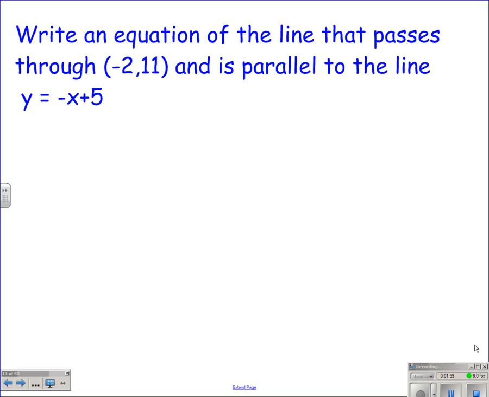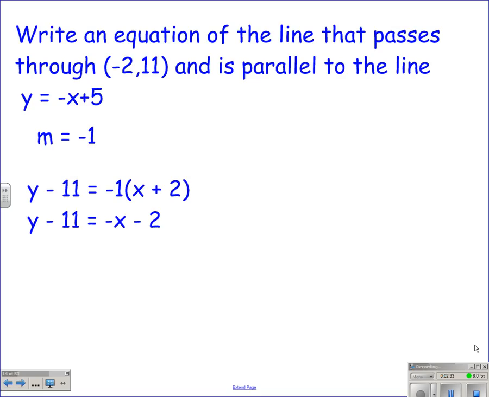Let's write another equation of a line that passes through the point negative 2, 11 and is parallel to y equals negative x plus 5. Again, since it's going to be parallel, it needs the same slope as the equation of the line we're parallel to. So our slope is going to be negative 1. Substitute negative 1 and the point negative 2, 11 into point-slope form. We'll have y minus 11 equals negative 1 times the quantity x plus 2. Use your distributive property on the right-hand side. So we'll have y minus 11 equals negative x minus 2.